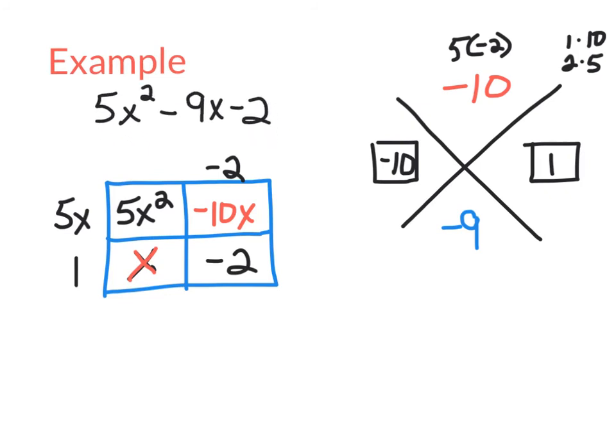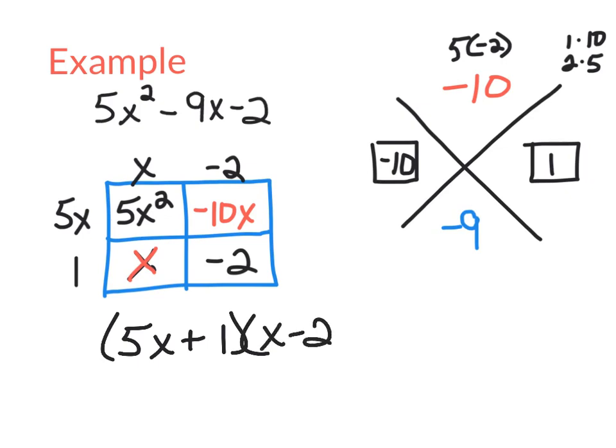Now let's take a look at the x and the 5x squared. Well, with the 5 and the 1, there are no common factors, but we have an x and an x squared, so we can take out the x. So here we take out the x. All right, so your factors of this trinomial are 5x plus 1 and x minus 2. And again, you can always check your work.